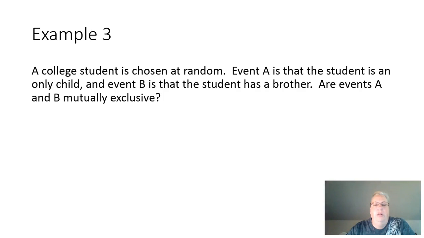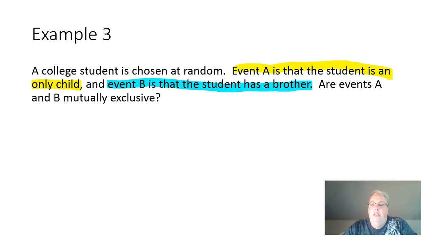Example 3. A college student is chosen at random. Event A is that the student is an only child. And event B is that the student has a brother. Are events A and B mutually exclusive?